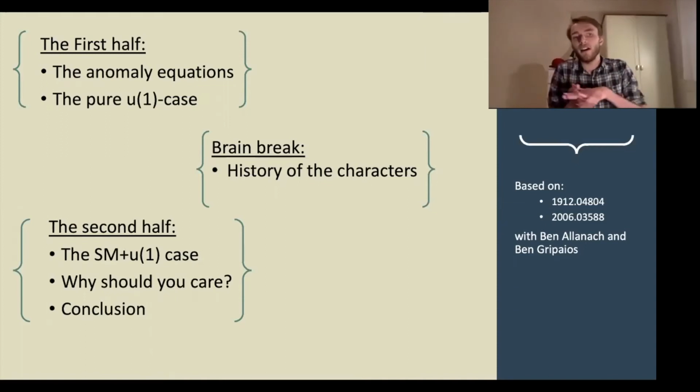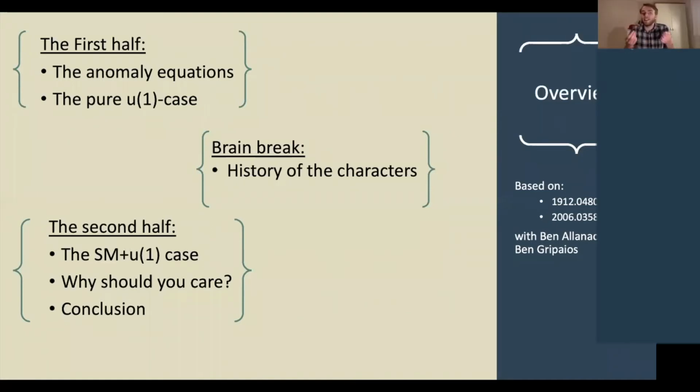In the second half, we will look at extending the standard model. So that's adding an extra U1 to the standard model gauge group. This could be, for example, corresponding to a Z prime boson, so an extra U1 force. I'll then tell you why you should care, why you should be interested in this solution, and then conclude.